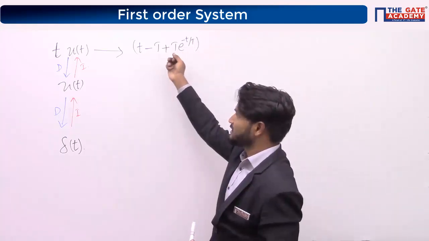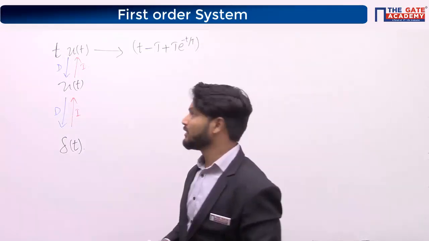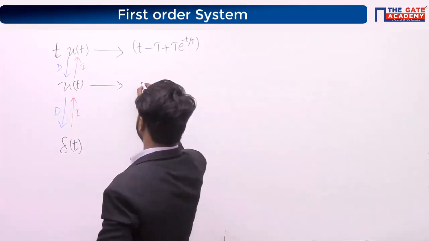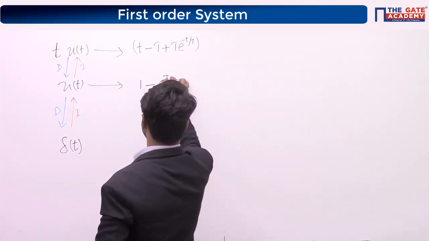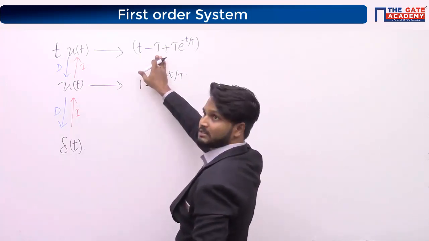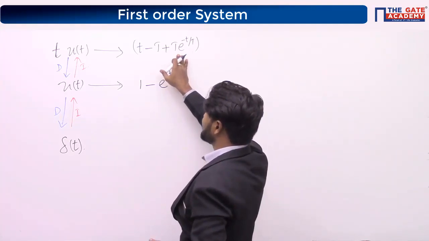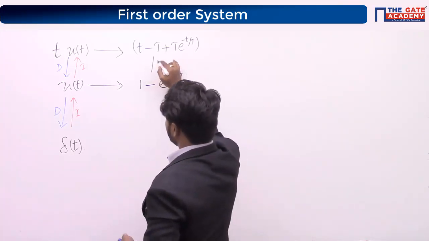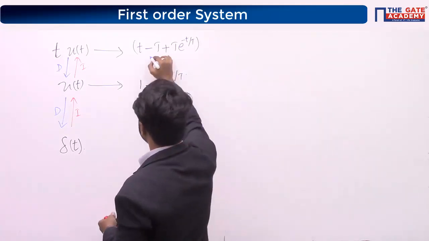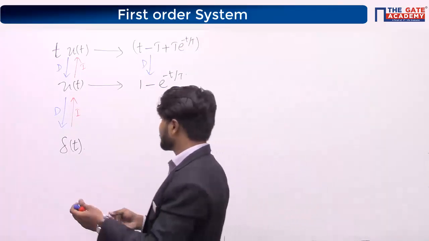So just differentiate this part and tell me what you are getting. If you differentiate this response, you will get 1 minus e power minus t by capital T. Differentiation of this is 1, differentiation of this is 0, differentiation of this gives minus 1 by T into t e power minus t by capital T. Therefore, if you differentiate this particular thing, you are going to get 1 minus e power minus t by capital T, right? If you just differentiate this, what are you going to get?